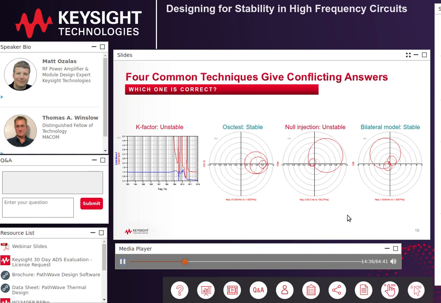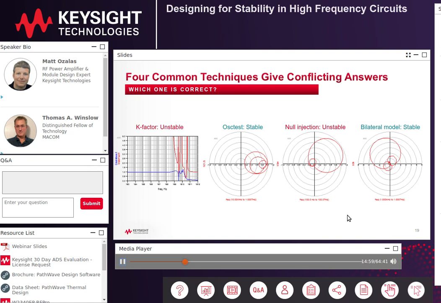To make matters worse, each technique required a different simulation setup. K-factor had me terminate the circuit and analyze it. OSTest had me add a component. Null injection required 2 sources, a copy of the circuit, and an AC simulation. And the bilateral model required me to characterize the amplifier and feedback blocks separately, then combine them mathematically.